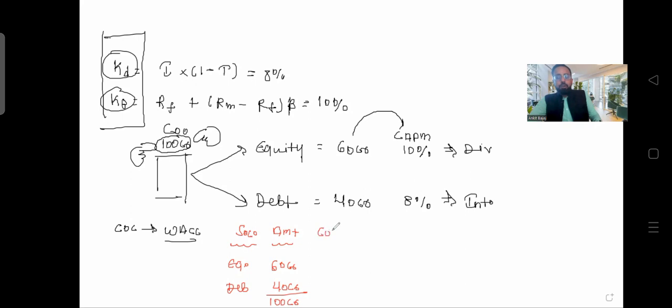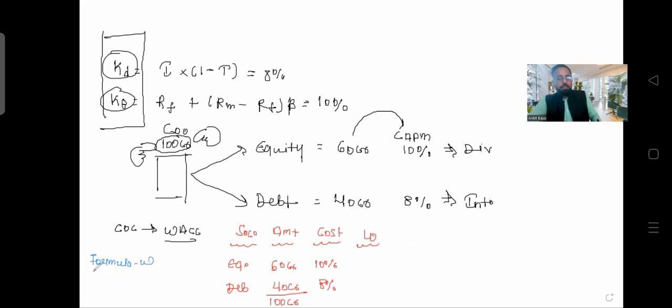Now, if I write down the cost here, the cost of equity is 10% and the cost of debt is 8%. After that, the next step is that we have to calculate the weight. How can I calculate the weight? Here I'm writing down the formula for calculation of weight.